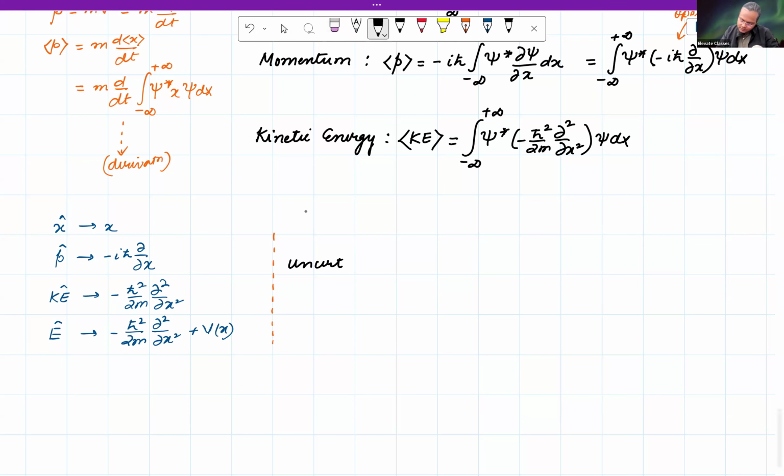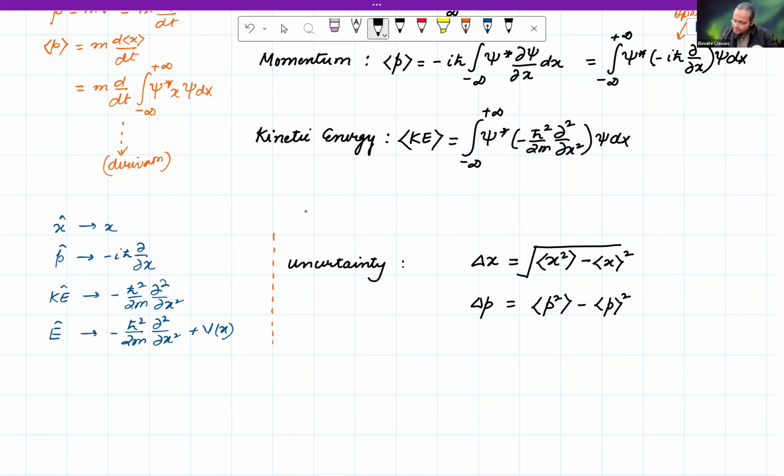So for example, if you want to find out the uncertainty of x, it simply is nothing but the square root of the expectation value of x squared minus the square of the expectation value of x. Okay. Similarly, the uncertainty of momentum is just the square root of the expectation value of p squared minus the square of the expectation value of p. Okay. And then there are certain kinds of questions which rely on this particular expression.